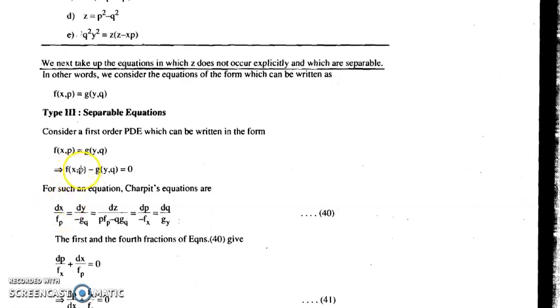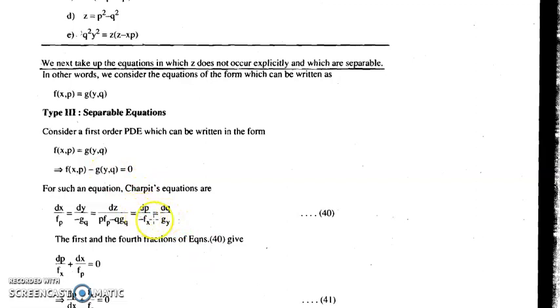Derivative with respect to p. This is only a function of p, and this is independent of p. So we get f_p. Then dy by the derivative with respect to q will be minus g_q. Then dz by p f_p minus q g_q. Then dp by minus of f_x plus p f_z. Now f_z is 0, so only minus f_x comes. Here dq by minus g_y, so that will be equal to g_y.